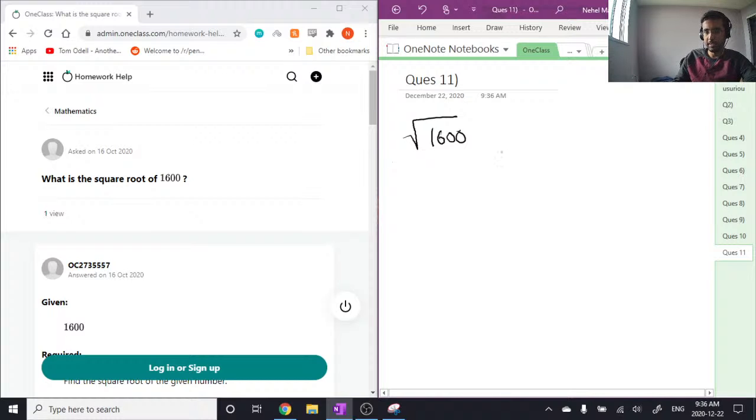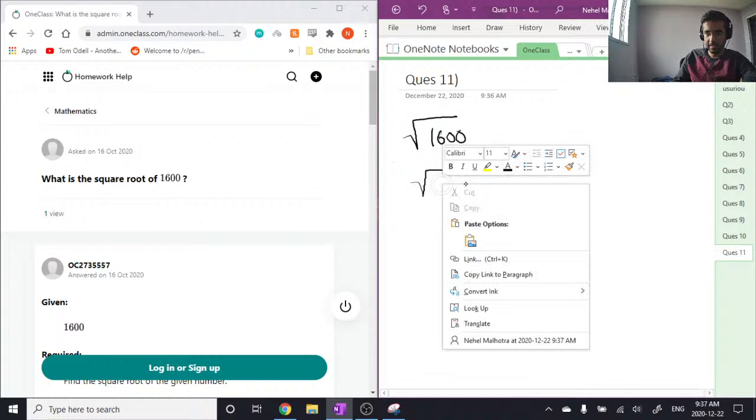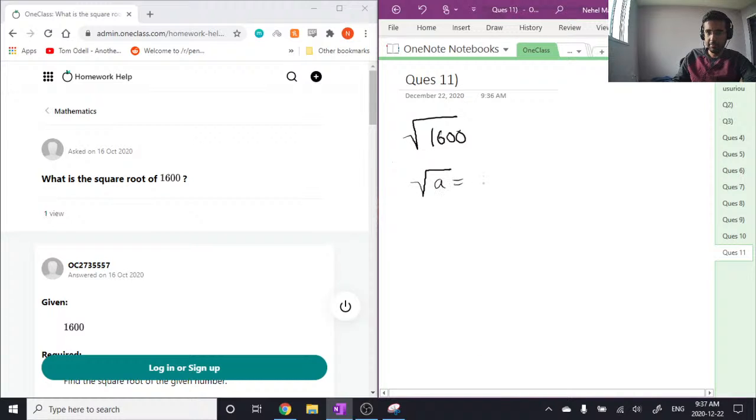In the previous examples, what we have done is we have said that if I have the square root of a, I can also write this as the square root of b times the square root of c, as long as a is equal to b times c. So you agree with that? So right at the back, what I can say is 1600 is nothing but 16 times 100.